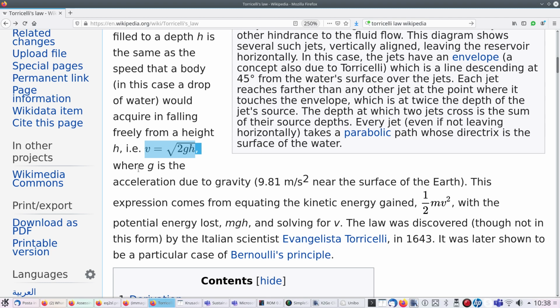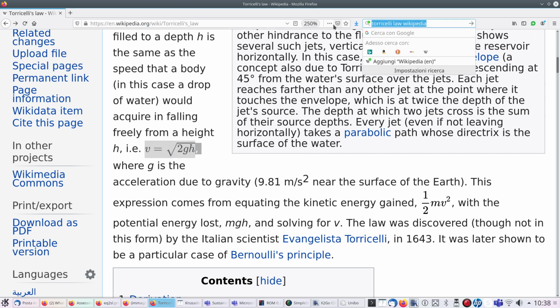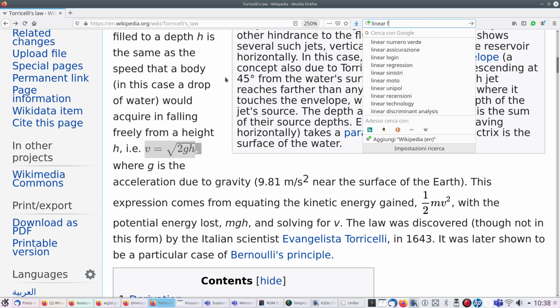I'm not sure you remember the definition of a linear relationship. If you don't remember it, please have a look. Allow me to open another web page. Before I open, remember the conclusion from this web page on Torricelli's law. From a physical point of view, the relationship between storage and river flow is non-linear. Okay, now let's see the definition of a linear function, Wikipedia.